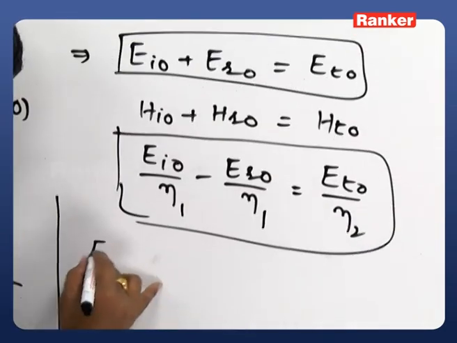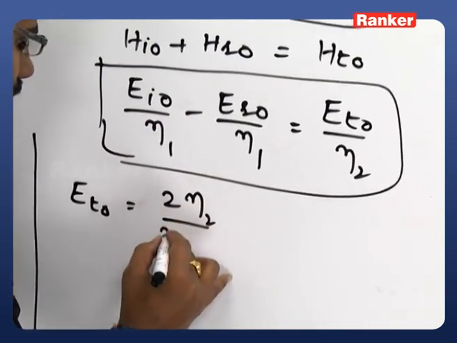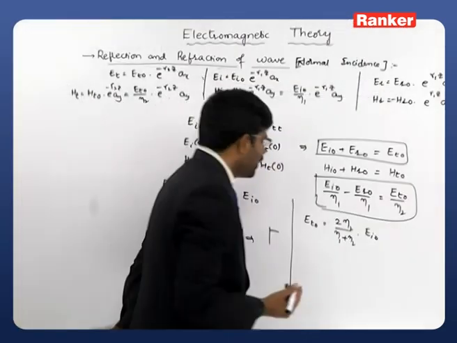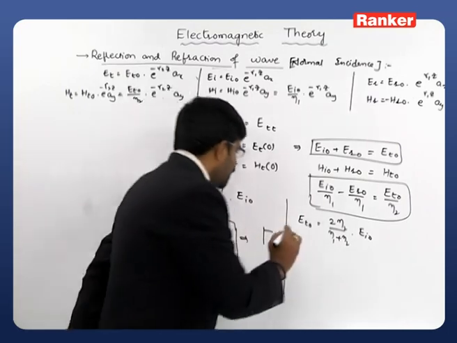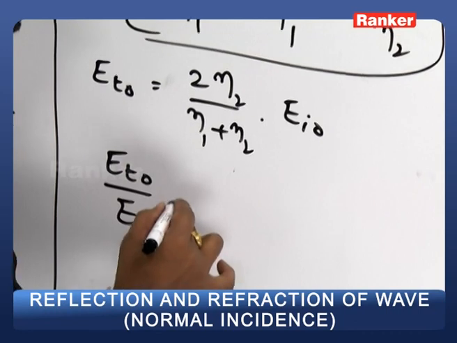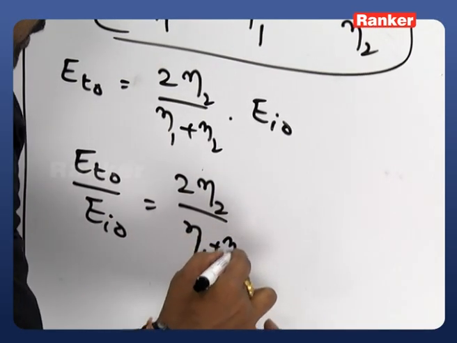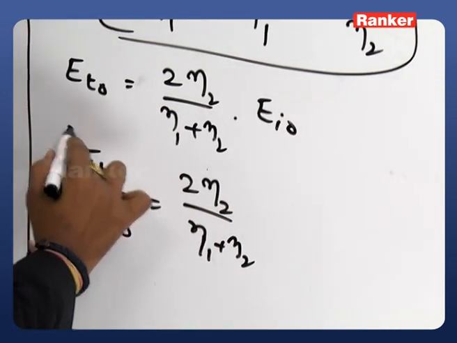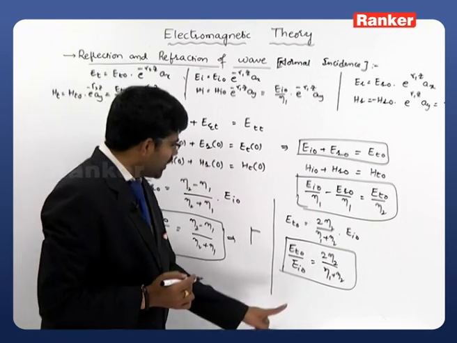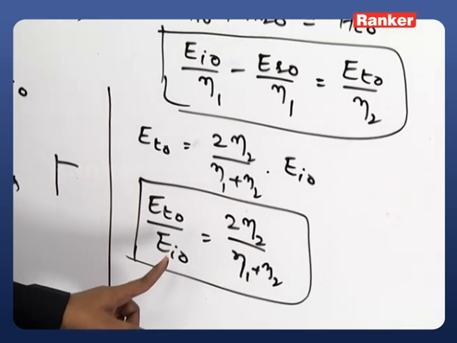The equation will be like this: ET naught is equal to 2 eta 2 divided by eta 1 plus eta 2, multiplied with EI naught. After rearranging this, we will get one more relation, that is ET naught divided by EI naught, which is equal to 2 eta 2 divided by eta 1 plus eta 2. So this is one more important relation we are supposed to remember. And here clearly observe what we are doing: it is relating the transmitted electric field with the incident electric field.